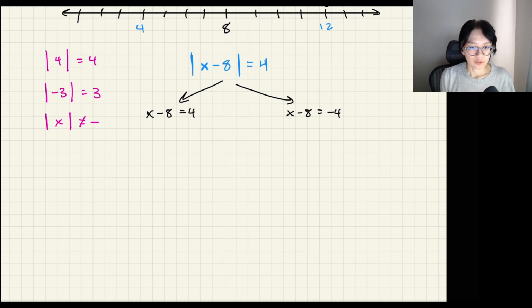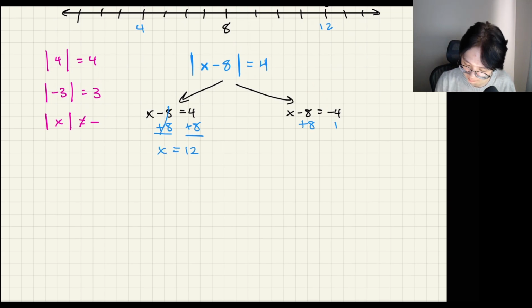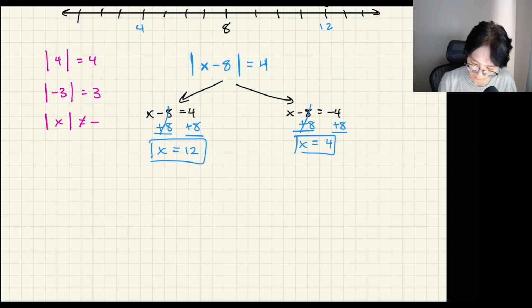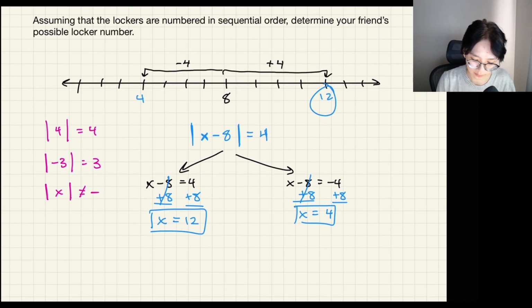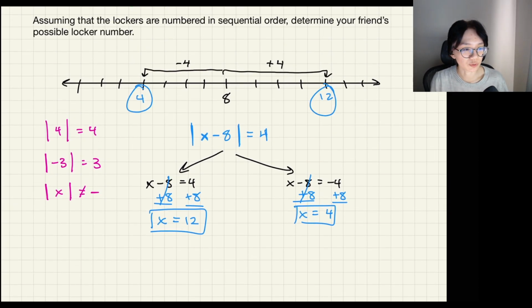And then you just solve the equations normally from here. Trying to isolate x, we have a minus 8, so we add 8 to both sides. x is equal to 12 on this side. Add 8 to both sides. x is equal to 4 on this side. And that matches up with what we have here, right? Either x is equal to 4 or x is equal to 12.